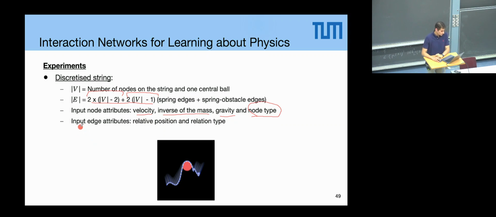And for the input edge attributes, we have the relative position, as we often do, and now we also have the relation type, because we can have an edge between a node in the string and another node in the string, and we can have another edge for a node located on the string and the ball, and vice versa. So these two kinds of edges are quite different, and that's why we need to encode that. So similarly, we can use a mask as we were using for the nodes, but in this case for the edges.